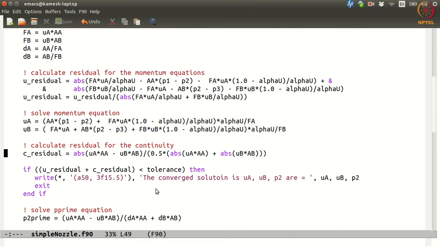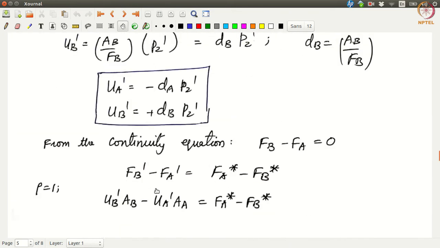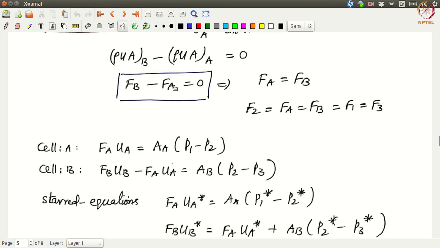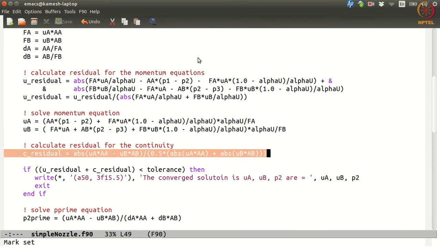Then again the continuity equation. What was the continuity equation? It was FB minus FA, right? That means rho equals 1. So this is UBAB minus UAAA. So the continuity residual would be UAAA minus UBAB, again I'm dividing with the average continuity value, such that this becomes normalized.